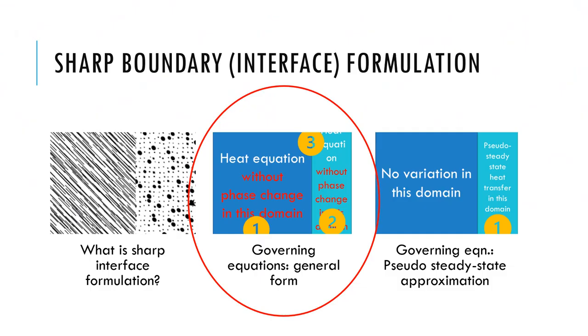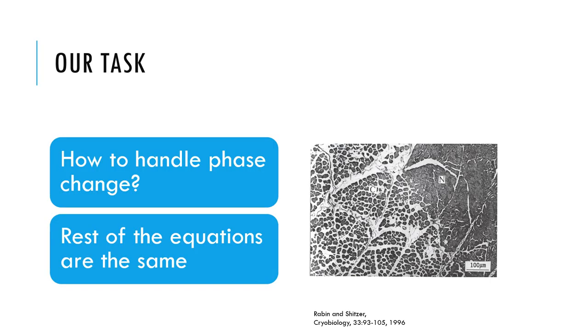As I just said, we had a bit of a general understanding of what is sharp interface formulation, and we now want to derive the basic equations for sharp boundary with freezing and deep frying as examples. Our task really is how to handle phase change, because in the regions where phase change has already happened or hasn't happened, the equations are the same as the normal equations.